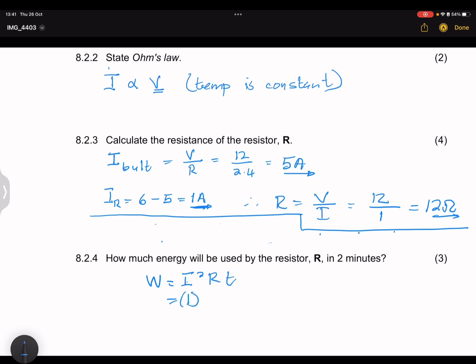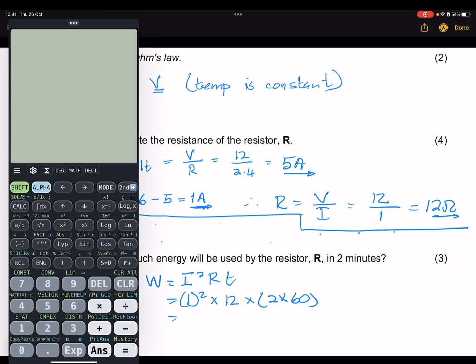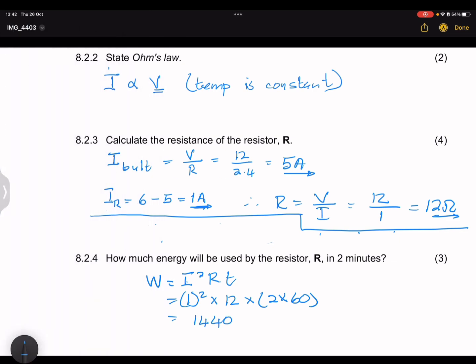So I'm going to say the current passing there is 1 ampere, the resistance is 12, and the time, they said in 2 minutes, but remember time must always be in seconds, so that's going to be 2 times 60. Right, so let's find that out. That's going to be 2 times 60 multiplied by 12. Okay, 1 squared is 1, so that will give us 1,440. And remember, energy is measured in joules.